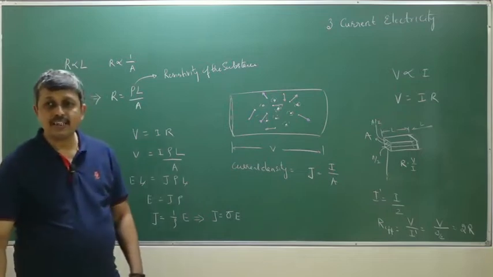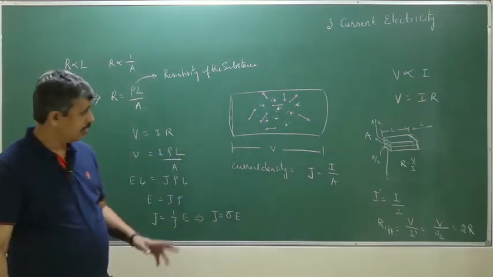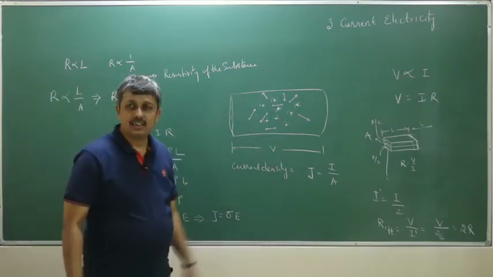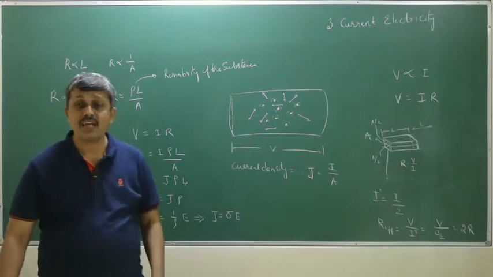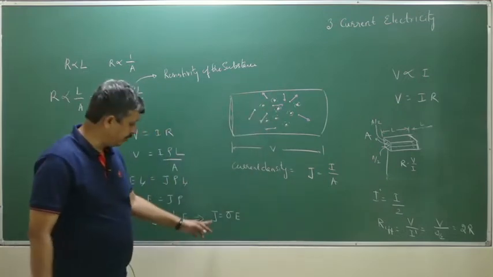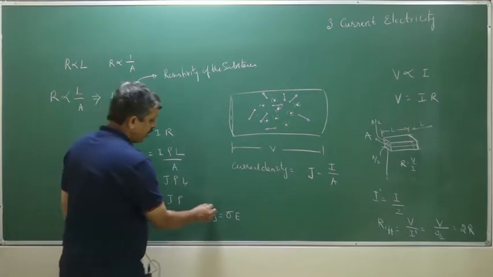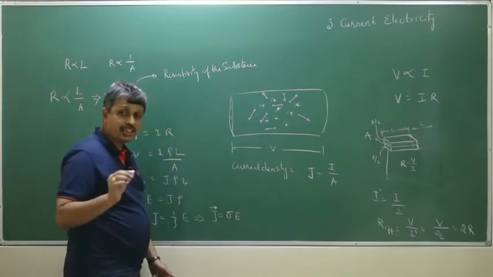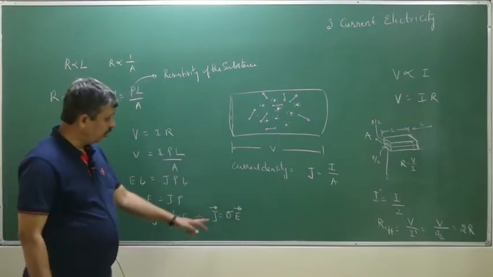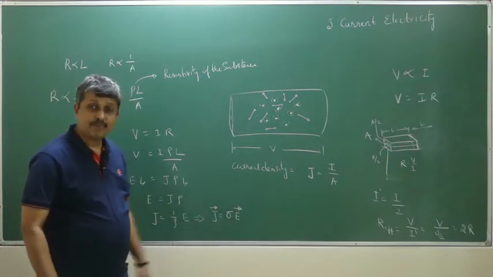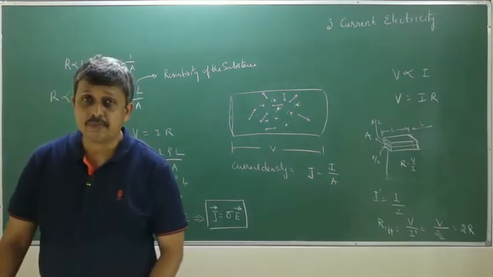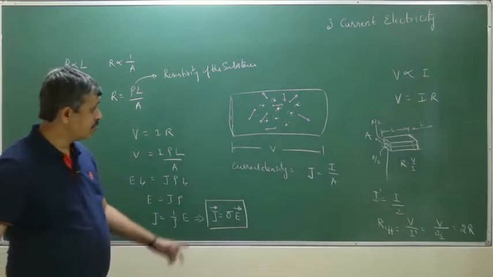The other important part here is that the current is generally used as an average value and is not given a vector form, whereas the current density is an instantaneous value at that point. So it is actually given a vector form. Generally the current is in the same direction as the electric field E. So J is equal to sigma E can be written as a vector. It is called the vector form of Ohm's law.